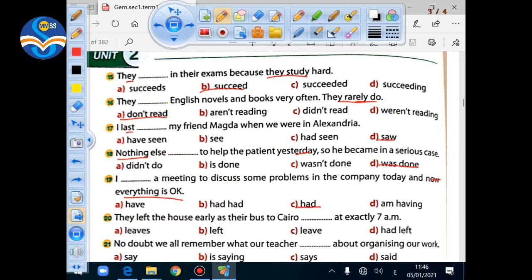They left the house early as their bus to Cairo. We've got a bus, and it's a future, so it's going to be present simple. Bus is "it", so it's going to be "leaves". 21, no doubt we all remember what our teacher said about organizing our work. They remember this. That means that it happened in the past. So it is going to be "said".